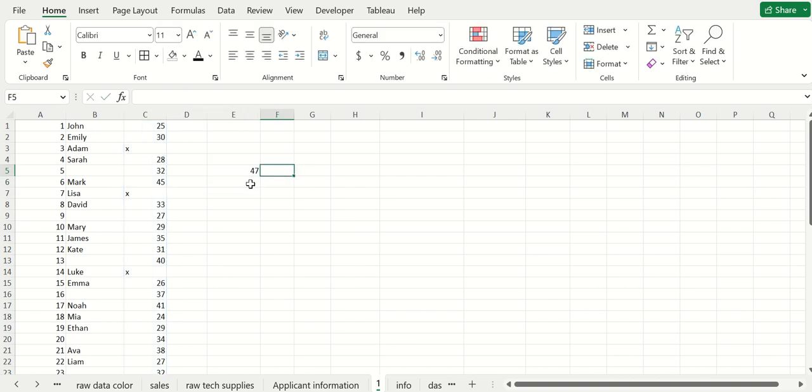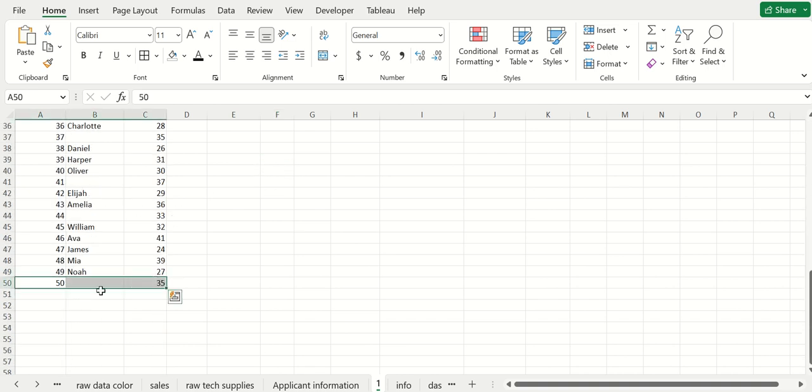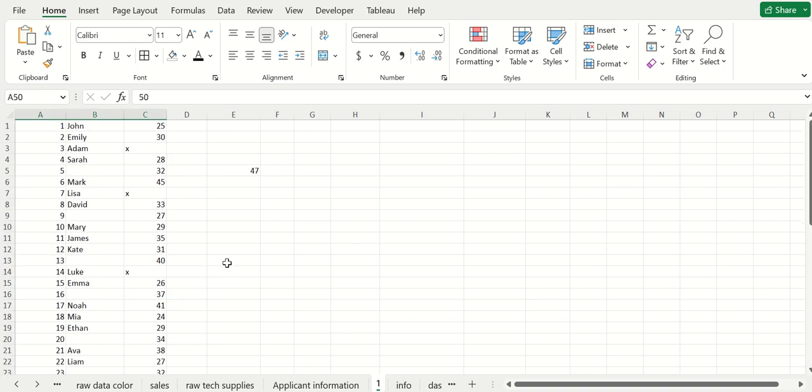And it gives me 47. And that makes sense because I have 50 total orders, but out of 50, I had 3 people who did not give me their age. And since the Count function only looks at numerical values, we had 47 numerical values to count. So it's telling me right here that I have 47 ages in my data set.